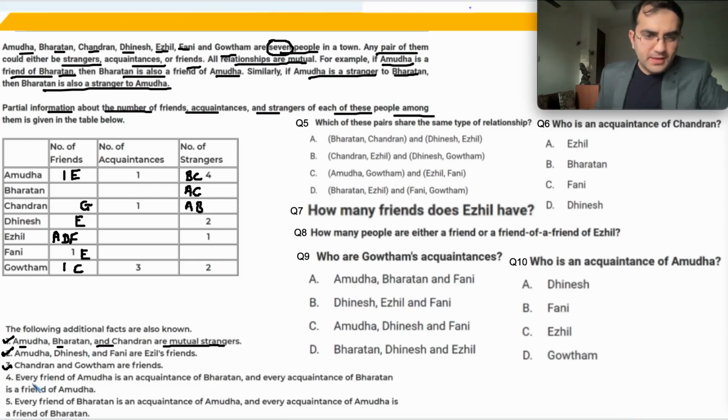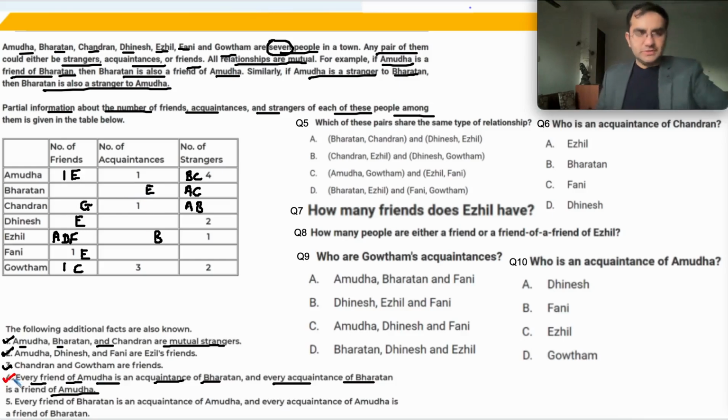Next, every friend of A is an acquaintance of B. A has a friend E that becomes an acquaintance of B. So now, the relationships are mutual. So if B is an acquaintance of E, then E is an acquaintance of B. B, E, E, B. And every acquaintance of B is a friend of A. Color change. So every acquaintance of B is a friend of A. Yeah, ठीक है. That's a mutual relationship. So that is done.